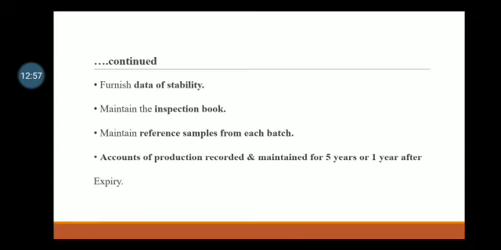Then furnish data of stability for checking expiry date of the drug. Then maintain the inspection book. Then maintain reference samples from each batch. So when different batches are manufactured or formulated, a sample should be taken from each batch. Then accounts of production are recorded and maintained for 5 years or 1 year after expiry.